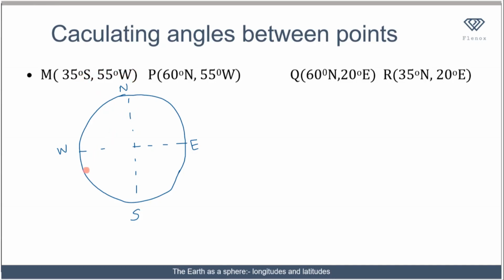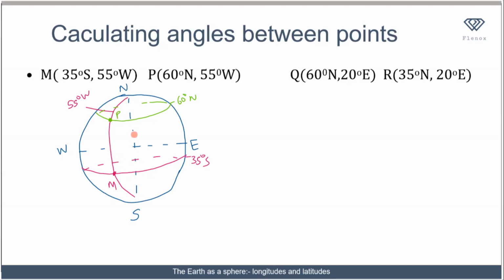So 35 degrees south will be towards this direction, towards the southern hemisphere. I have 35 degrees south. I have 55 degrees west, which will be towards this western side. So this point over here is point M. Now we are told that for point P we have 60 degrees north, which will be upwards here, and it still lies on 55 degrees west. So the point of intersection is point P.